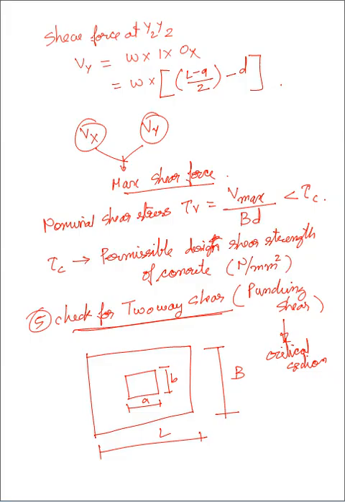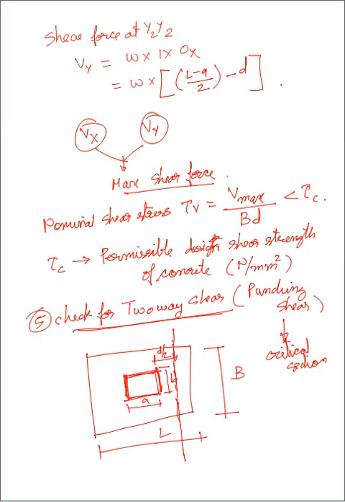Face of the column means this boundary. This is the face of the column. From here we have to take a distance d/2, small d/2. So this is my critical section.